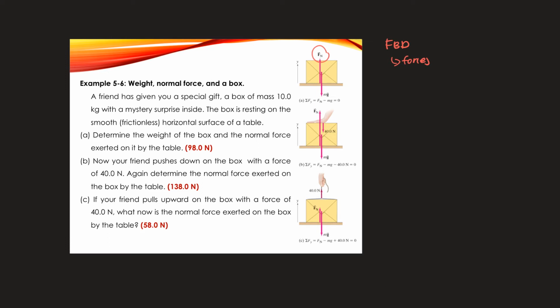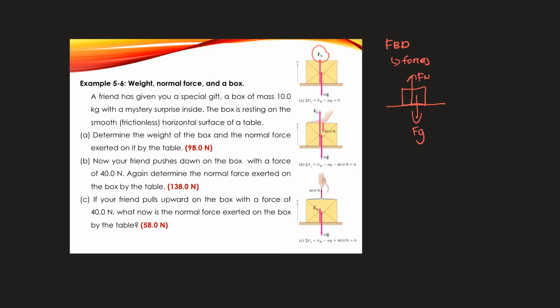Always be perpendicular, not vertical, not horizontal. Okay, so you have one box which is basically on top of the table, so you have normal force going upward, and all the objects in this world are definitely going to be acted on by the gravitational force, which is going to be downward.